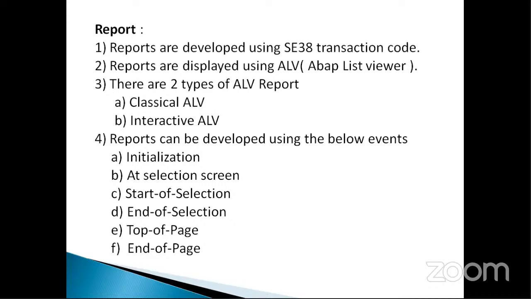All the reports, standard reports and customized reports, are displayed through an ALV tool, which is called ABAP List Viewer. There are two types of ALV report: the classical ALV report, which is the older one, and the updated one, the interactive ALV report.